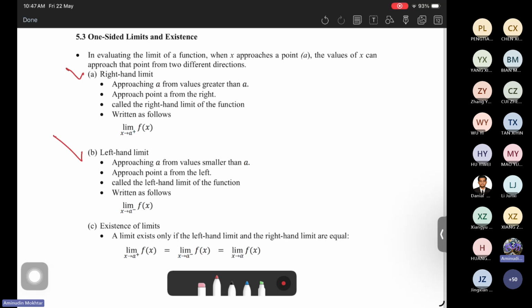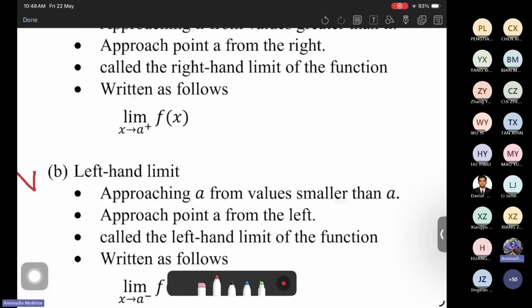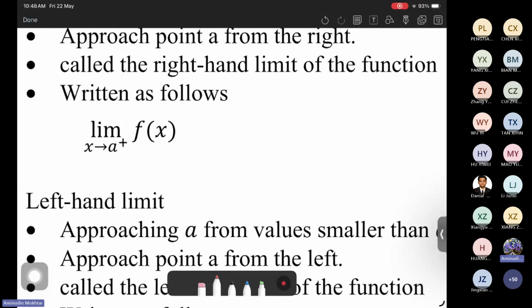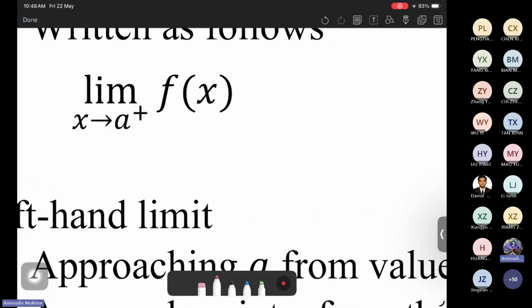Okay, what is the right hand limit? Right hand limit refers to x approaching a from values greater than a. When x approaches 2, right hand limit means that x approaches 2 from values greater than 2, for example. The notation for the right hand limit is we put a plus sign here, x approaches a plus. This plus shows that x approaches a from the right, from values greater than a. That is the right hand limit.